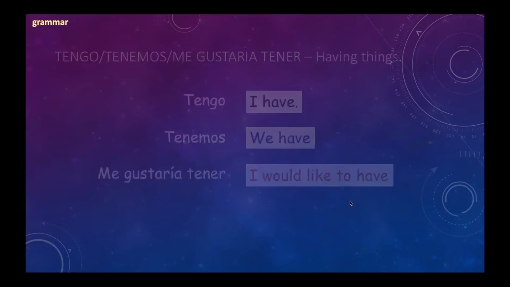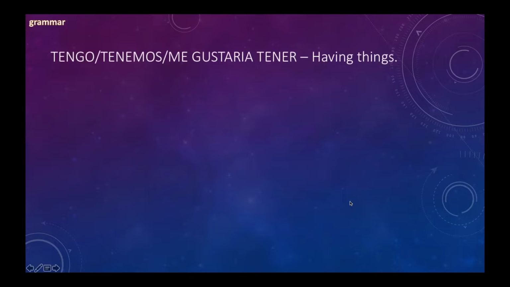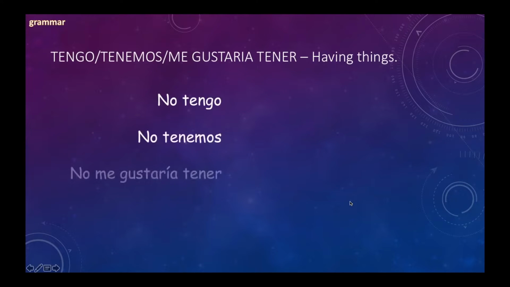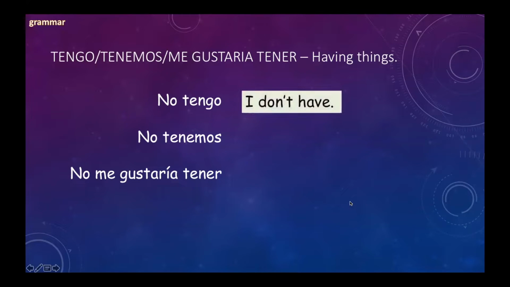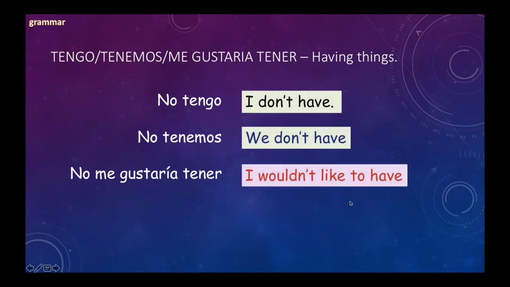Now, then, what about the negative sections or the negative meaning of those? Well, we have no tengo or no tenemos, no me gustaría tener. Notice where we put the negative word. And we have I don't have, we don't have, and I wouldn't like to have. So when we want to use a negative word, we go with the beginning. No tengo, no tenemos, or no me gustaría tener.